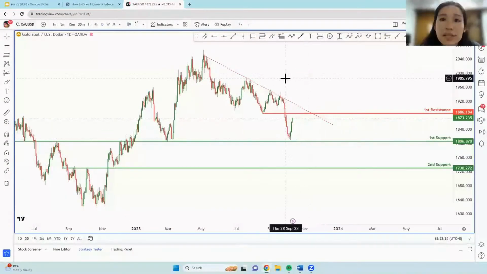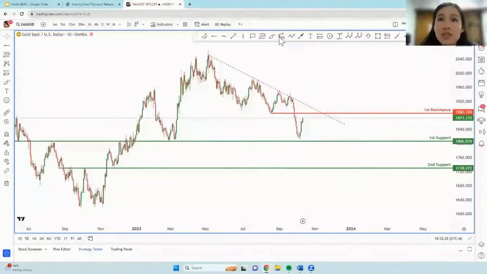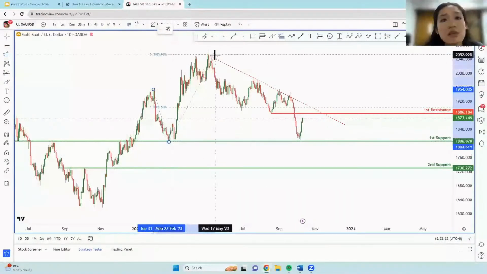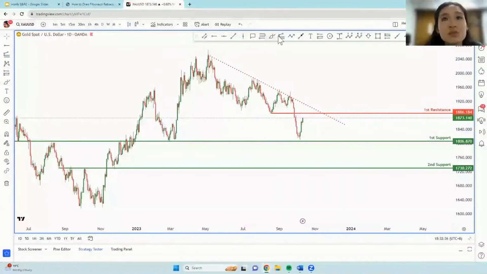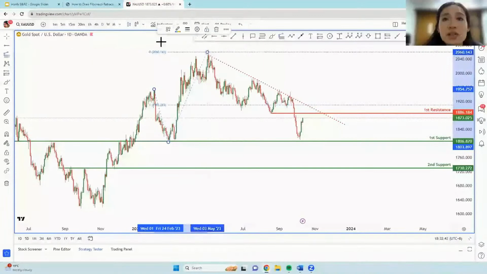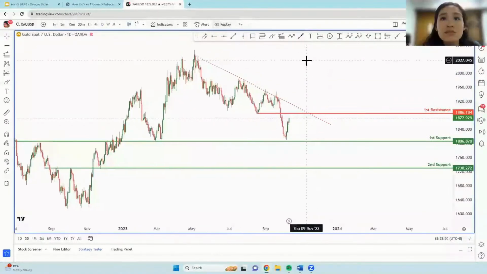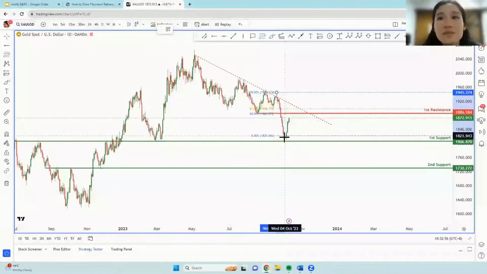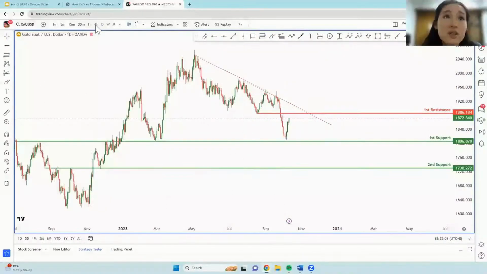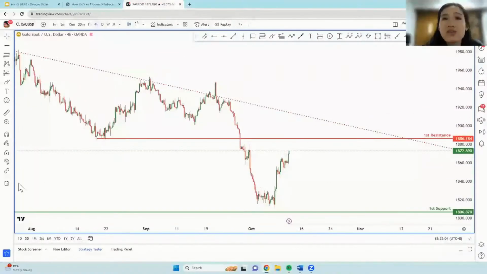So here we are playing the continuation. Now that I have my levels, I'm going to add some Fibonacci levels to support my support and resistance levels. Oh wait, this is the daily time frame. I'm going to analyze it on either the 1 or 4 hour time frame instead.